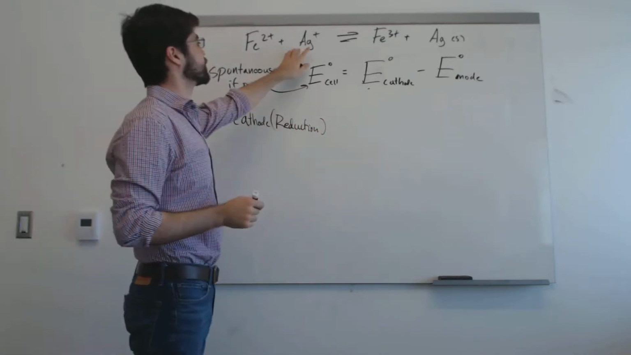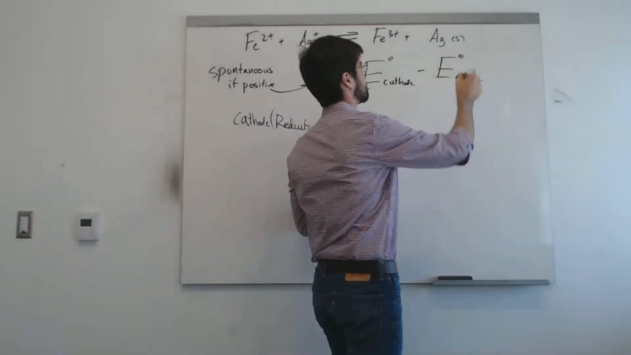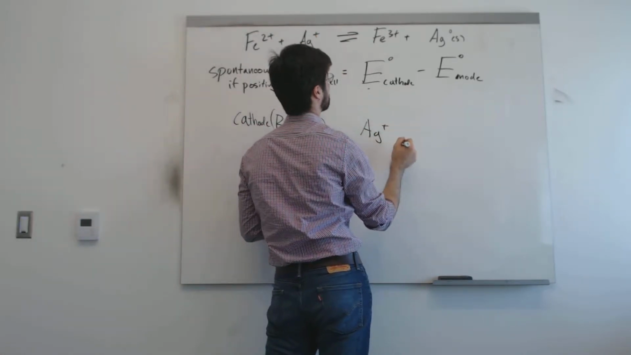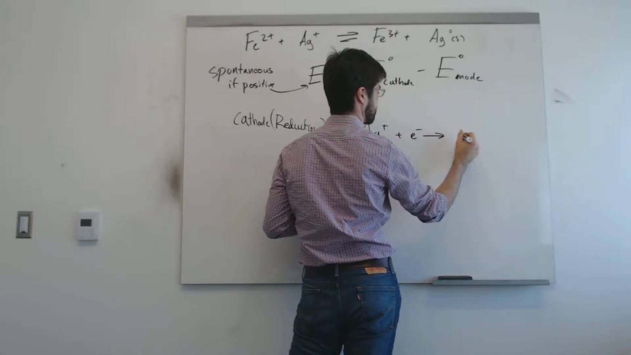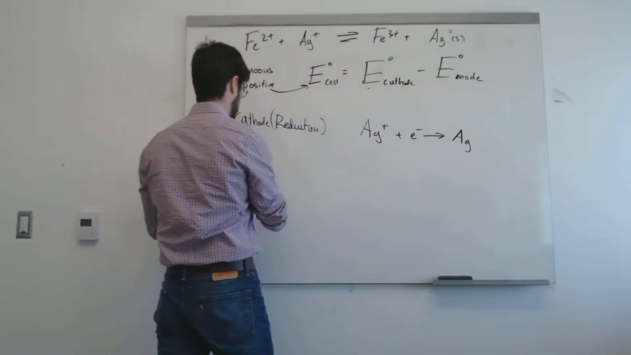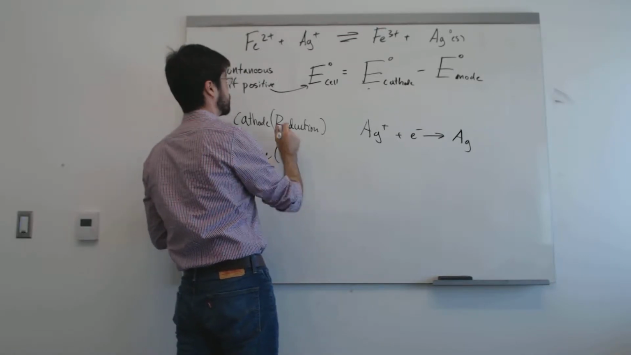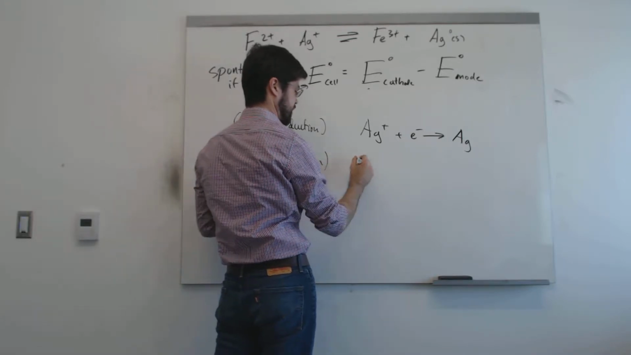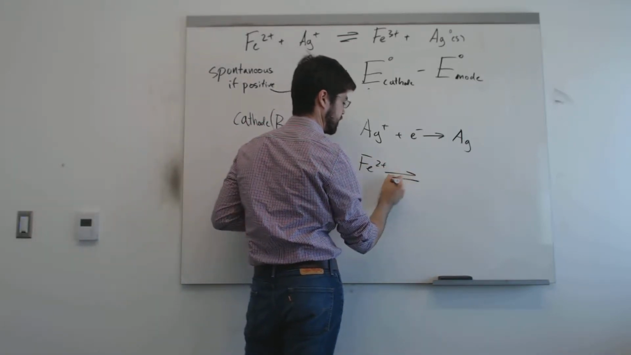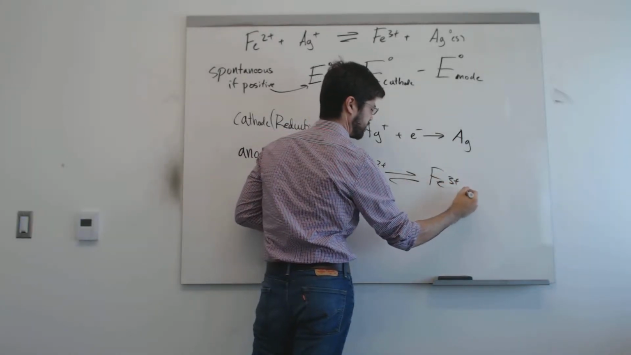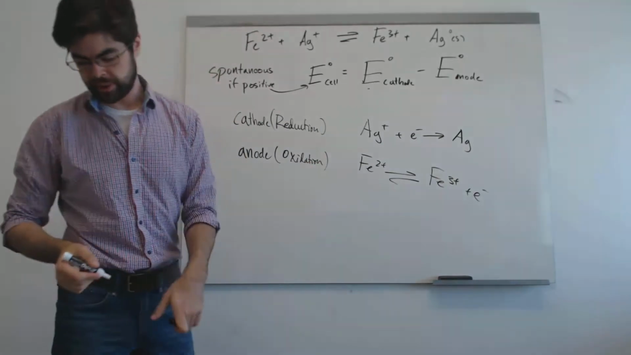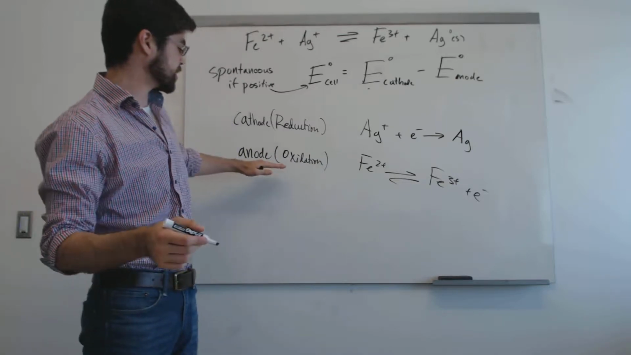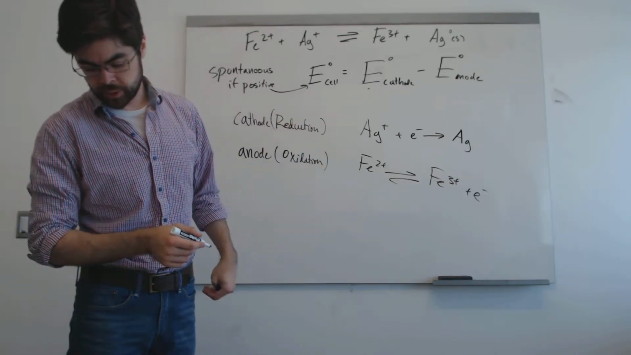Well, silver starts with a plus charge and it goes to a neutral state, so it has to have gained one electron in order to do that. So we're going from silver plus electron to silver neutral, and that means that the anode must be for the iron losing an electron and forming iron 3+, again with a free electron. So I predict that means that the iron 2+ to iron 3+ electrode, that's my anode, and the silver is going to be my cathode.